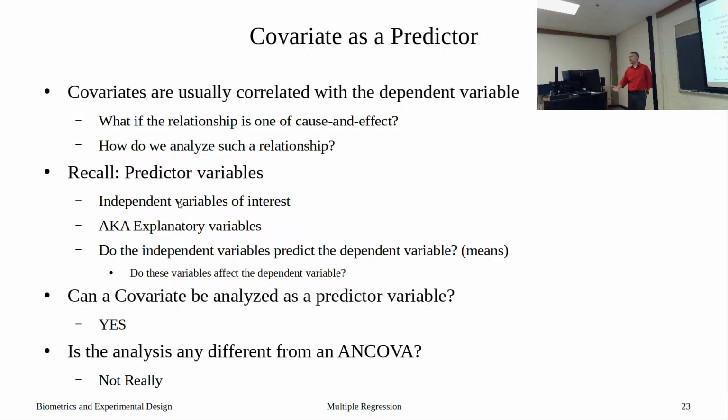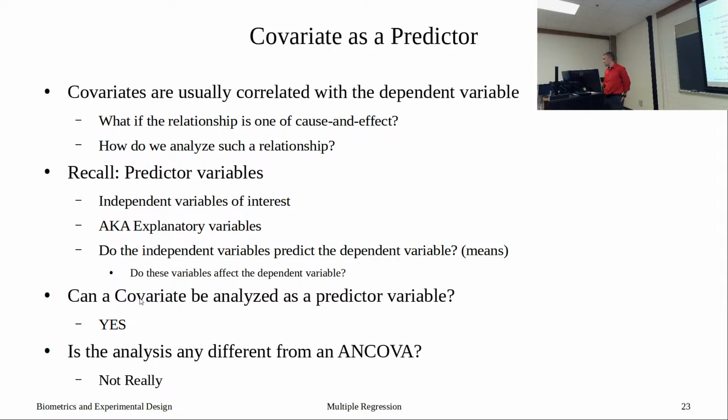So the size, the length of the fish is going to predict what our parasite load is going to be. If we're only using it as a covariate, we don't care what the relationship is. We're just saying, hey, they're correlated. Let's remove that effect and then investigate everything else. So, can a covariate be analyzed as a predictor variable? Yes.